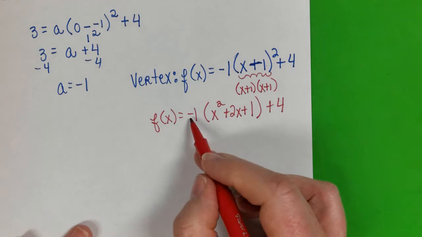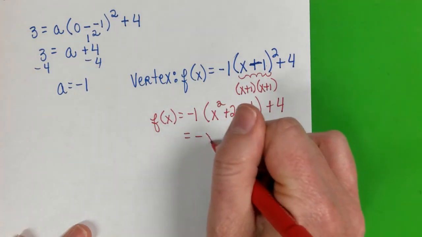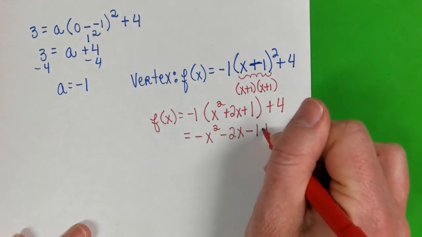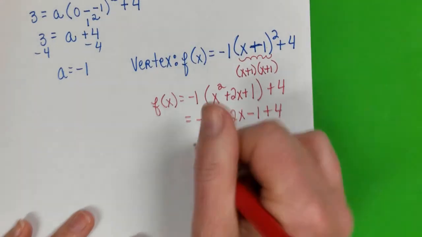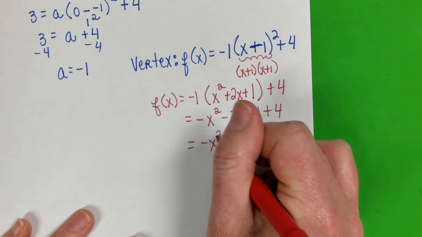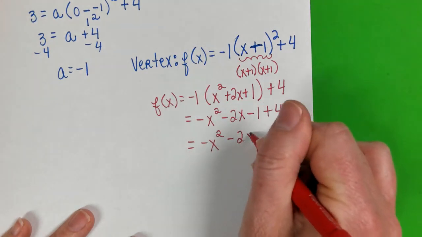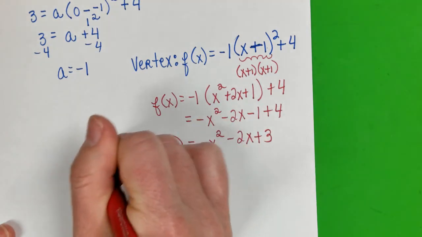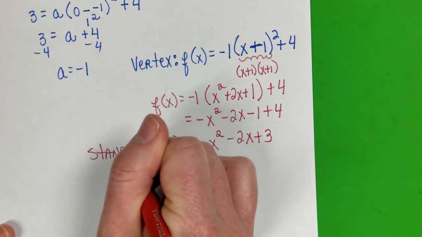Okay, now we need to distribute the negative, so it'd be negative x squared minus 2x minus 1. And then we get negative x squared minus 2x plus 3. So in standard form, this is what our equation would be.